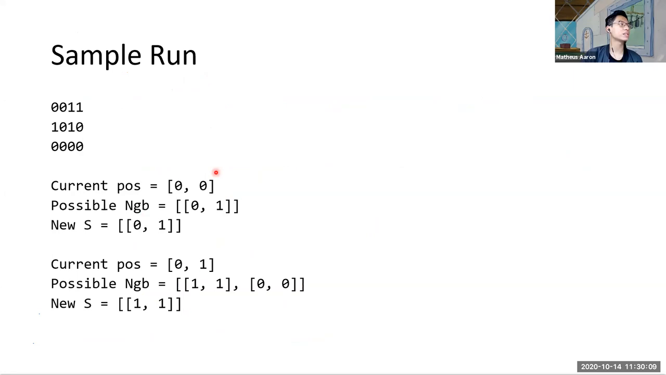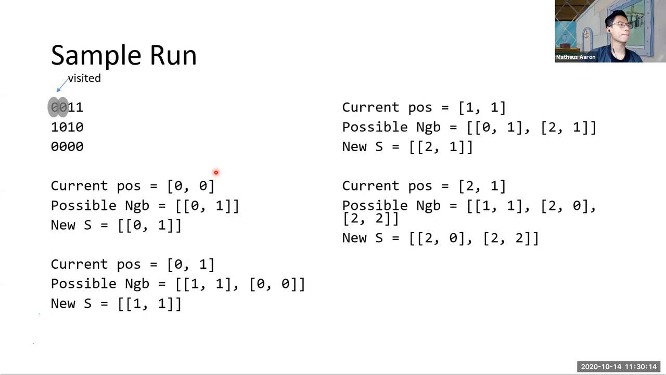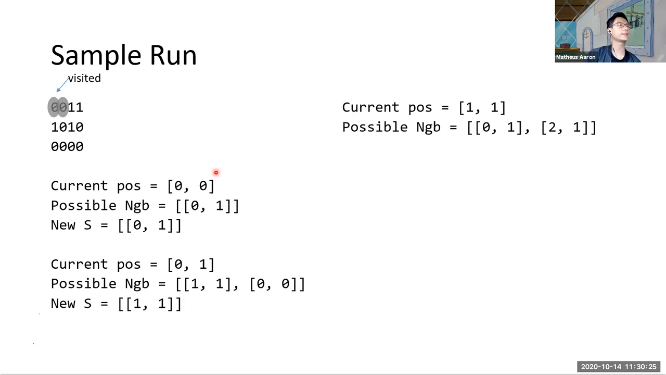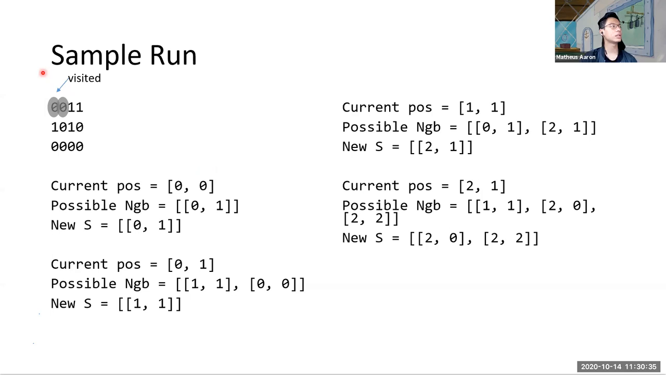So this is the sample run. You start with zero, then you visit this part, current position is 1,1. Then you generate a new list of possible neighbors, and S is 2,1. You go to 2,1, your possible neighbors are 1,1, 2,0, and 2,2. You get the point. You basically just keep on traveling.